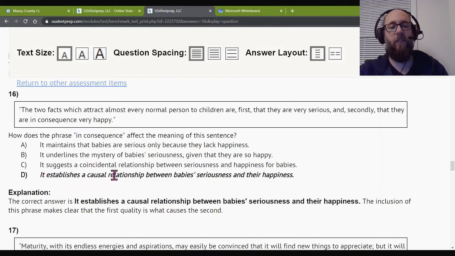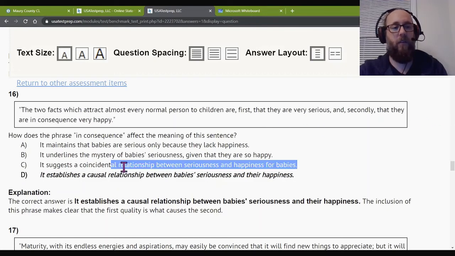D: It establishes a causal relationship between the seriousness and their happiness. What does causal mean? Maybe it means it causes something. So a causal relationship means seriousness causes their happiness. First, they are serious. Secondly, in consequence, they're very happy. Okay, so that causes it. So D is the correct answer.